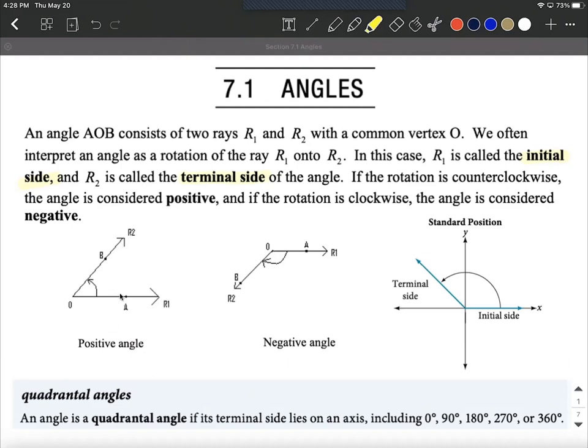Now, if you're rotating in a counterclockwise motion, we call that a positive angle. And that's going to be important as we go through these. If we rotate in a clockwise manner, such as this one, we're going to have a negative angle.